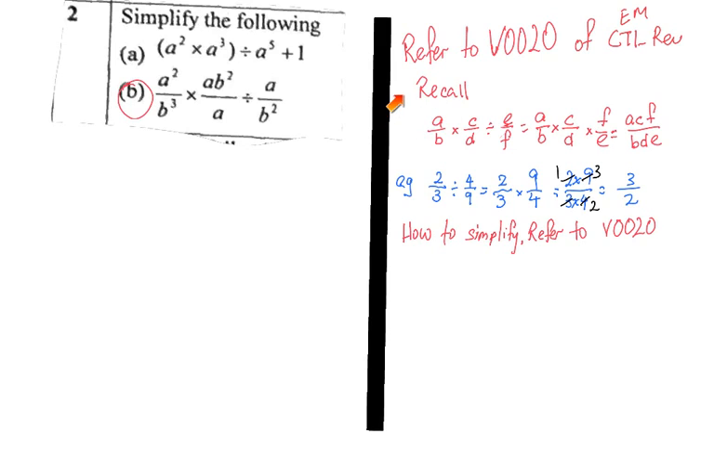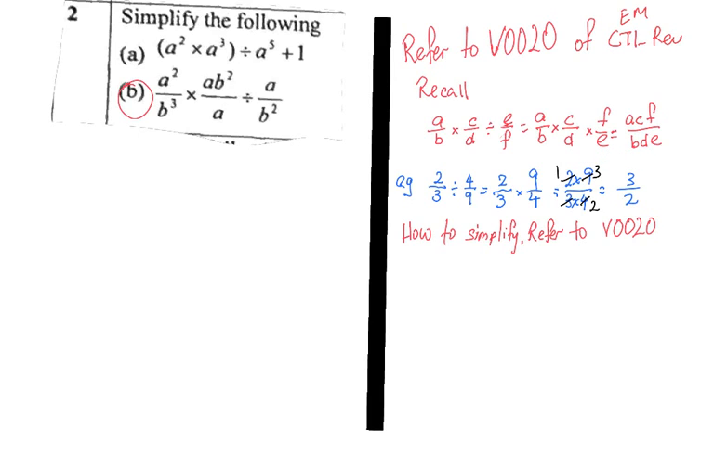Now other than that, I also want you to recall that when we have a fraction multiplied by a fraction divided by a fraction, we say that the divide this fraction will actually flip when we change it to multiply. And we also know that when we have fractions multiplied together, it is actually the top times top times top, bottom times bottom times bottom. Now why is this important?